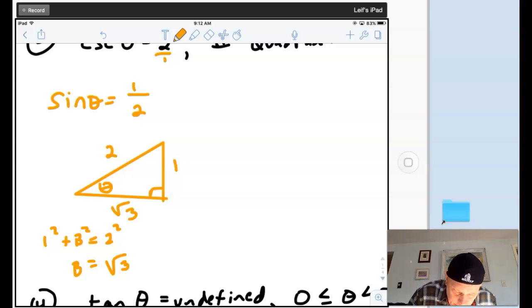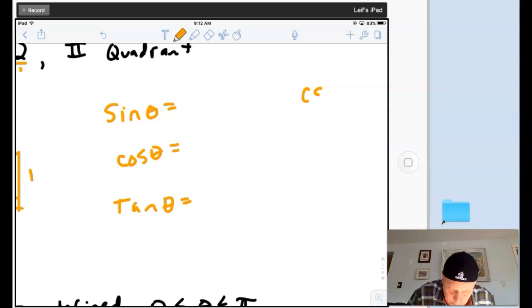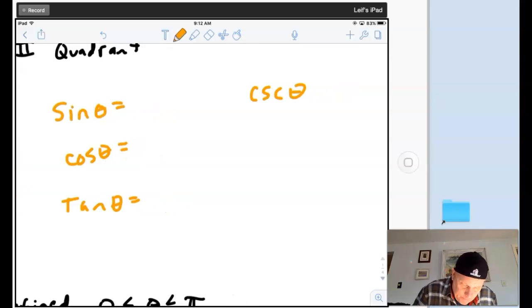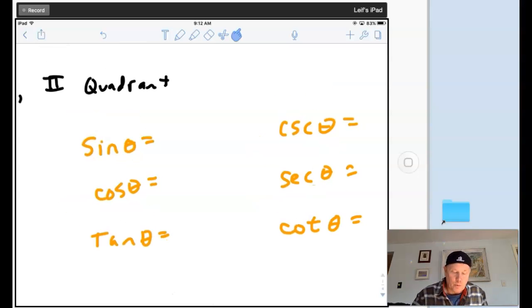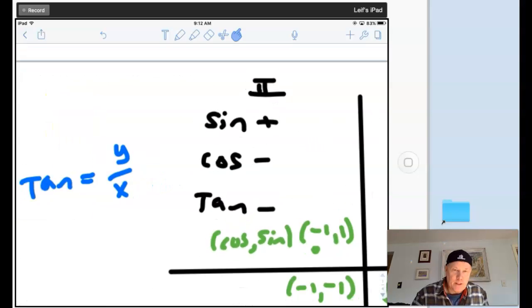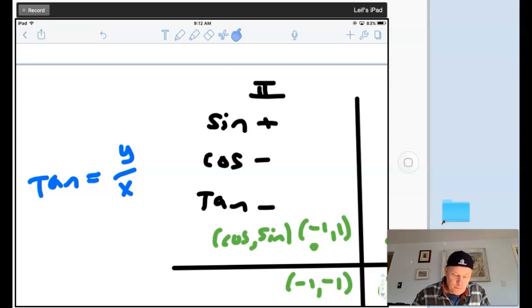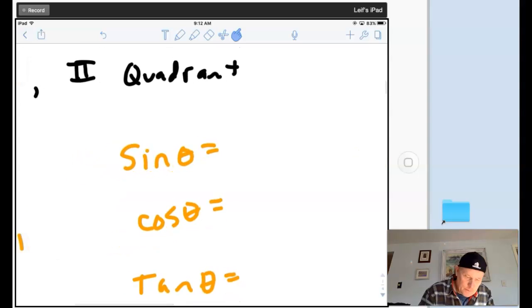Okay, so I got the sine, cosine, tangent, which means cosecant, secant, cotangent. So we said we're in quadrant 2, okay? So if I go back up to my chart here, quadrant 2, sine is positive, cosine is negative, tangent is negative. Positive, negative, negative. Sine's positive, cosine's negative, tangent's negative.